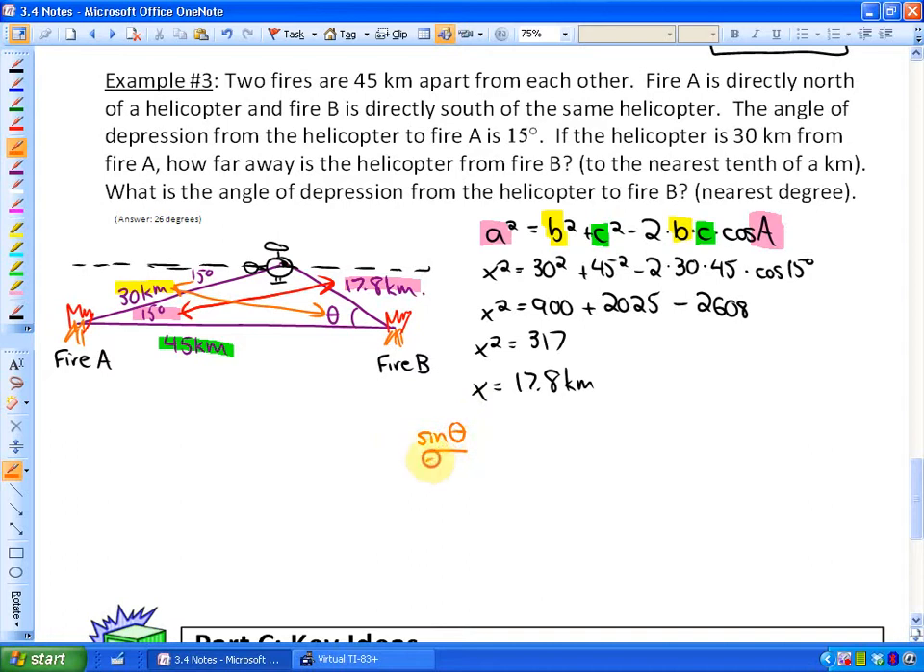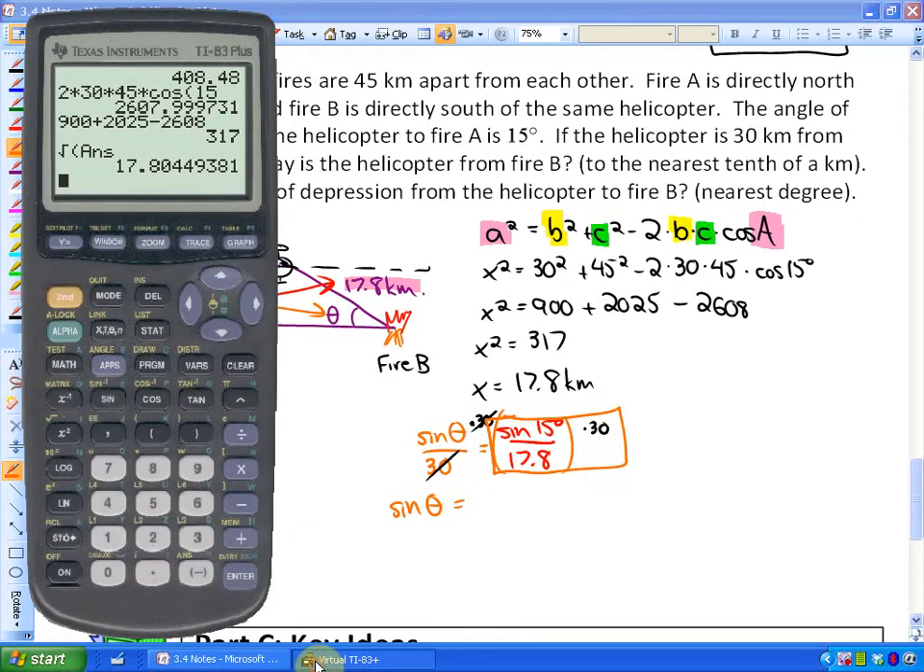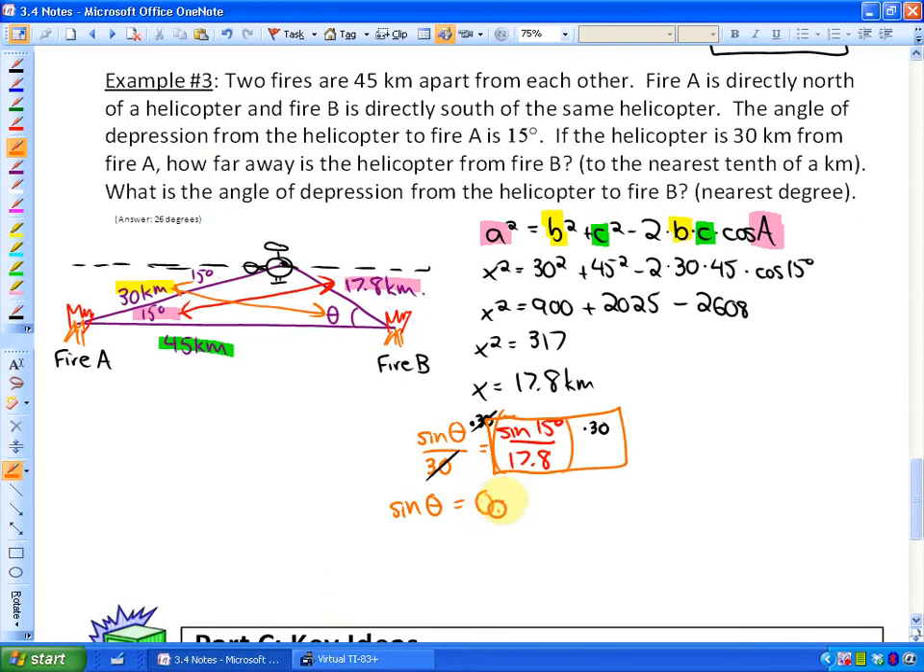sine theta over its opposite side 30 is equivalent to sine of some other angle. In this particular case, it's sine 15 over its opposite side 17.8. This will take 2 steps to solve. Multiply both sides by 30. So we'll have sine theta is equivalent to whatever this boxed part is. And again, hit equals as often as possible. So try this on your own. Sine 15, hit equals. Divide by 17.8, hit equals. Times by 30, hit equals. So sine theta is equivalent to 0.436211, etc., etc.